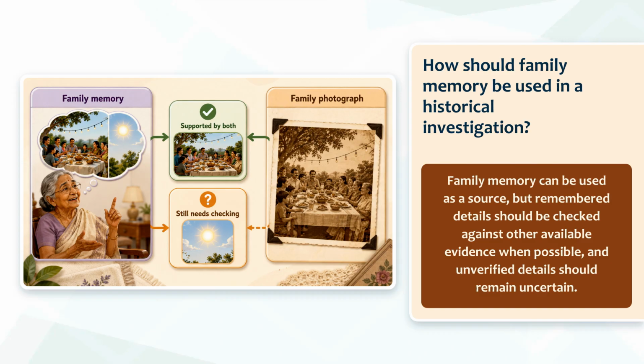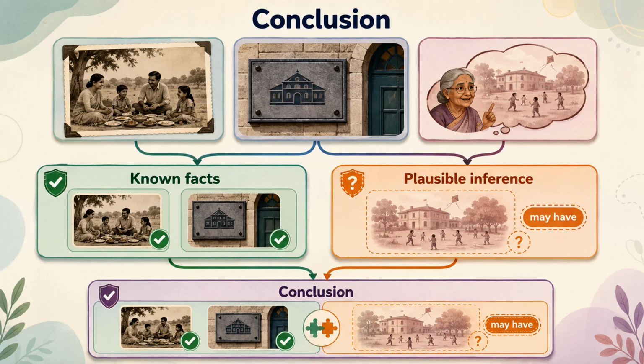Next, we will write a cautious conclusion that separates known facts from plausible inference. Look at the two boxes before the final card. A conclusion is the final explanation drawn from the investigation. The known facts box contains details supported by the available evidence, while the plausible inference box contains a reasonable idea that is not fully confirmed.